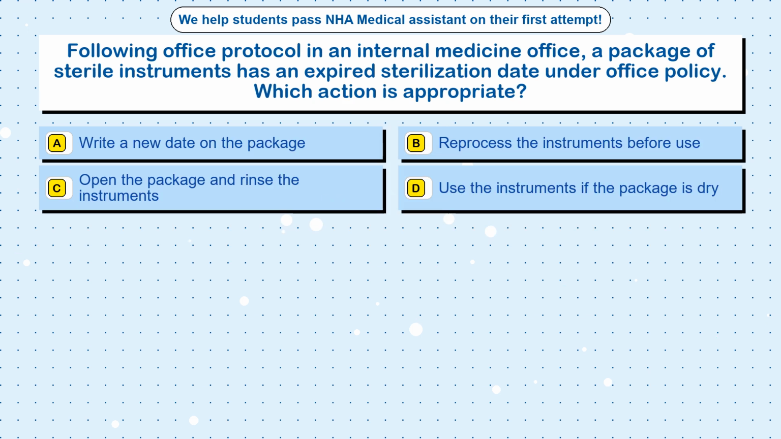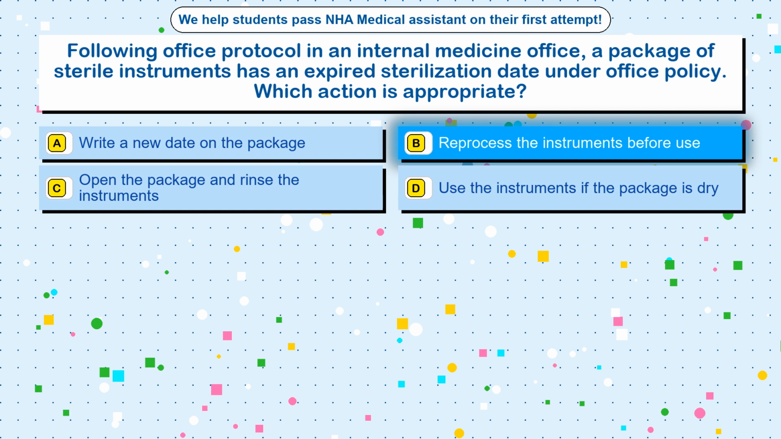Question 75. Following office protocol in an internal medicine office, a package of sterile instruments has an expired sterilization date under office policy. Which action is appropriate? Option A, write a new date on the package. Option B, reprocess the instruments before use. Option C, open the package and rinse the instruments. Option D, use the instruments if the package is dry.